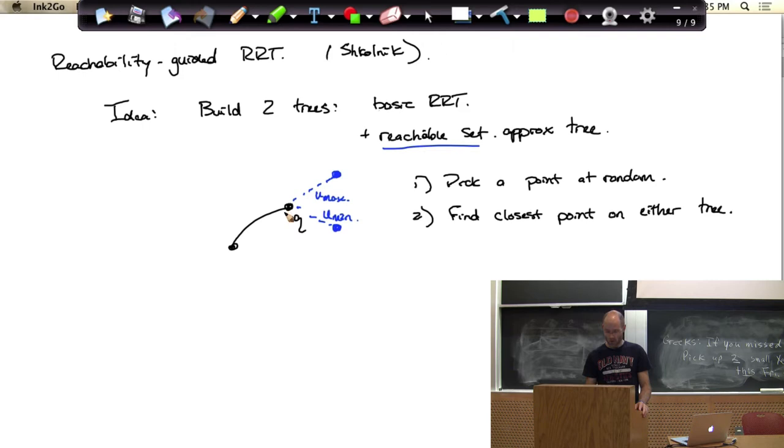Okay, so his goal was, if I get a sample like this, I'm going to just throw that out. If I get a sample like this, it's closer to here, so I'm going to try to grow this here. And if a node moves from my reachable set to my basic RRT, I'll take it out of the reachable set tree. Okay, so the idea was to somehow shadow the reachable set with a few points, and only grow the tree when the reachable set gave me evidence that there was room to grow in that direction.